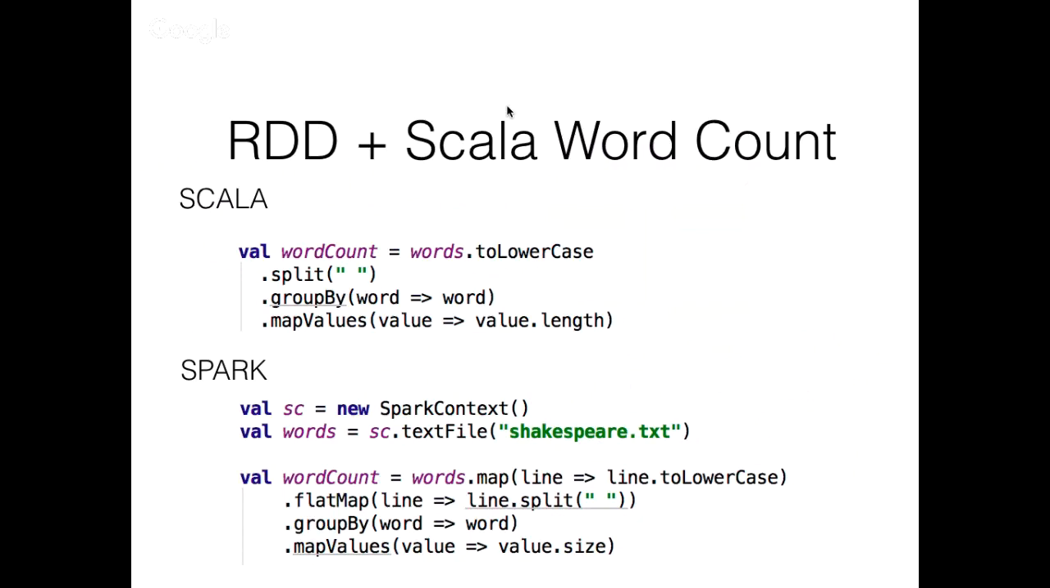So in Spark, it's pretty much the same. We have to lowercase, we have map, we have group by, we have map values. So the RDD API is very similar to Scala. And if you haven't used Spark before, this is kind of how you enter the Spark world. You create a Spark context, and then you just say Spark context, give me an RDD from this text file.